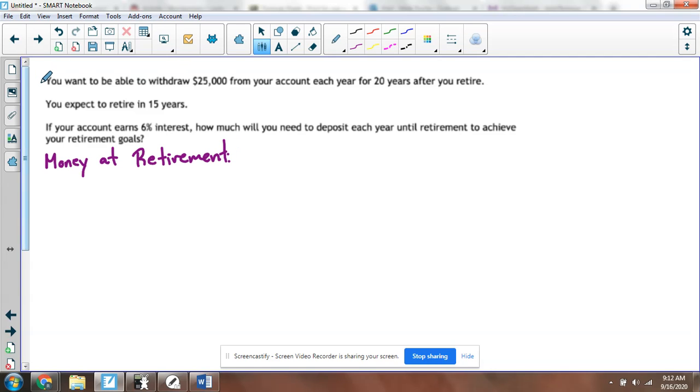So that I can have this scenario, I want to be able to withdraw 25,000 every year for 20 years. So I'm going to pull out all the variables I know. My withdrawal amount is going to be 25,000, so that's D. Each year I'm taking money out, so K is going to be 1. That's the number of compounding periods. N is 20, and my interest rate is 6%.